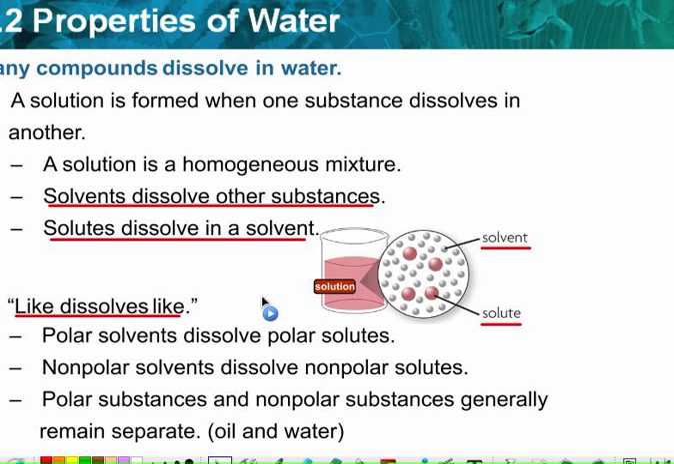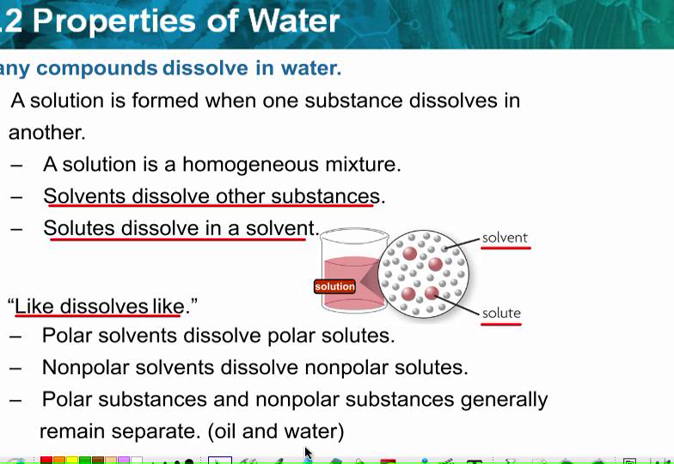Another concept that you want to be familiar with is a phrase called like dissolves like. The way that you'll remember this is polar will dissolve in polar, nonpolar will dissolve in nonpolar, but a polar and a nonpolar will not dissolve. So that's where the like dissolves like comes in. Polar and polar will dissolve, nonpolar and nonpolar, because they're likes, they're both the same. But if you put a polar and a nonpolar together, they will not dissolve.